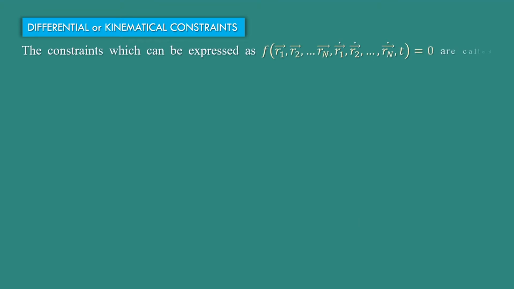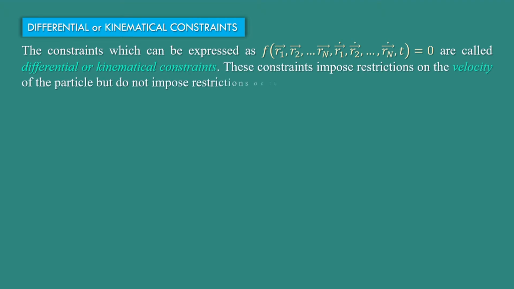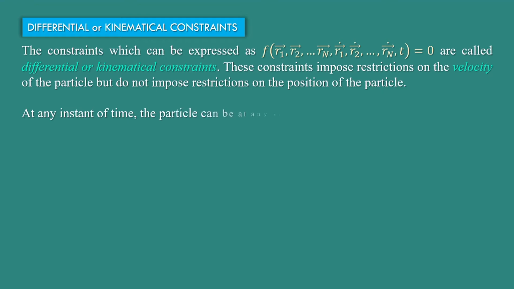Differential or kinematical constraints. The constraints which can be expressed as f of r1, r2 up to rn and r1 dot, r2 dot up to rn dot, t equal to 0 are called differential or kinematical constraints. These constraints impose restrictions on the velocity of the particle but do not impose restrictions on the position of the particle. At any instant of time, the particle can be at any arbitrary position.